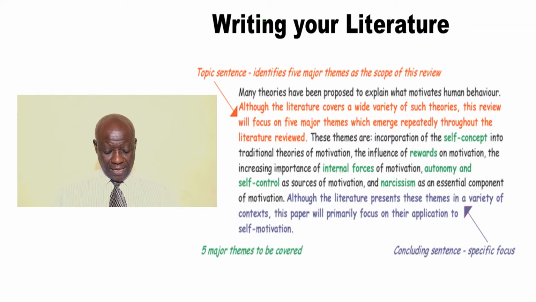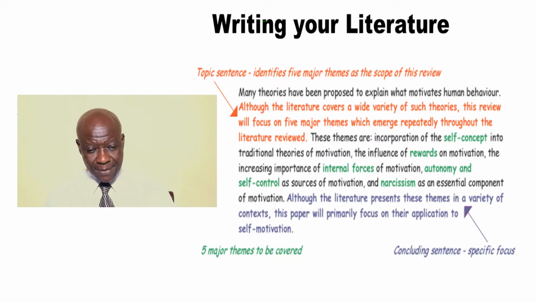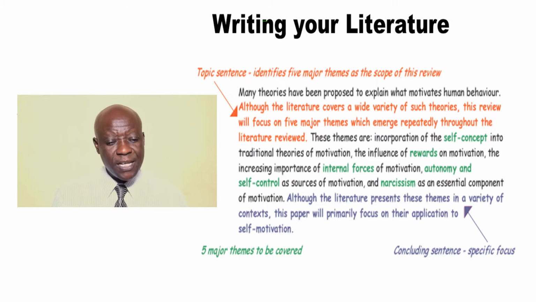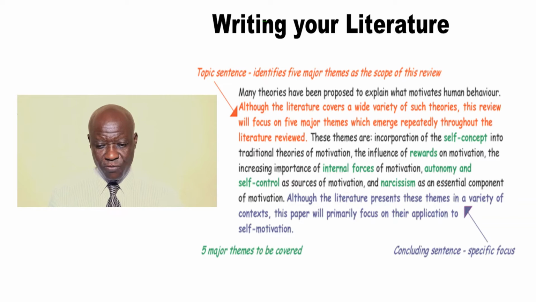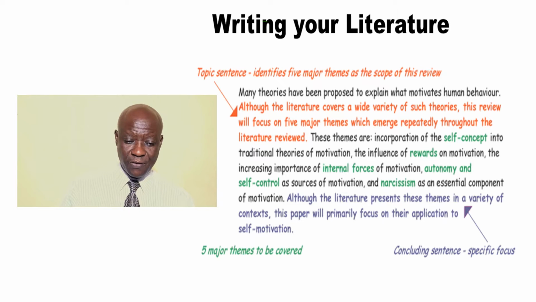So, just look at the screen here. This is a typical statement that you find in the introduction section of a literature review. So let me read for you. Many theories have been proposed to explain what motivates human behavior. Although the literature covers a wide variety of such theories, this review will focus on five major themes which emerge repeatedly throughout the literature reviewed. These themes are incorporation of the self concept into traditional theories of motivation, the influence of rewards on motivation, the increasing importance of internal forces of motivation, autonomy and self-control as sources of motivation, and narcissism as an essential component of motivation.